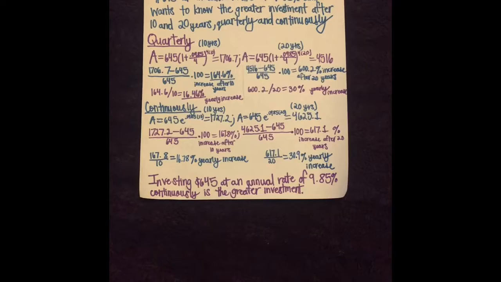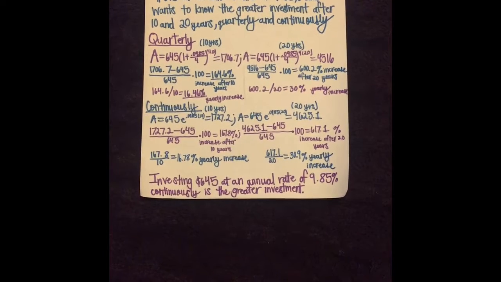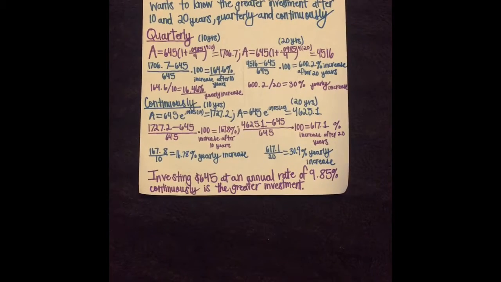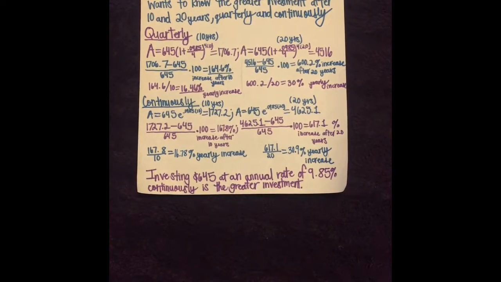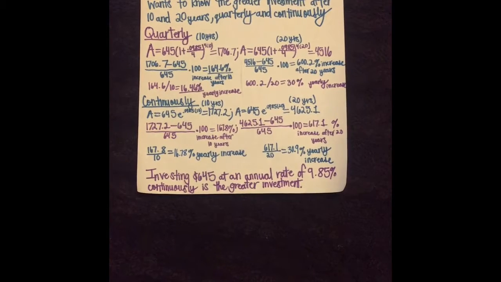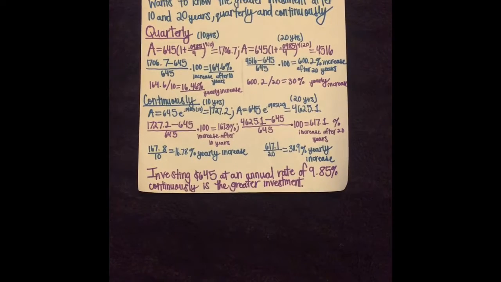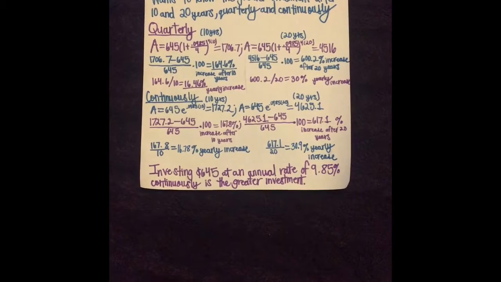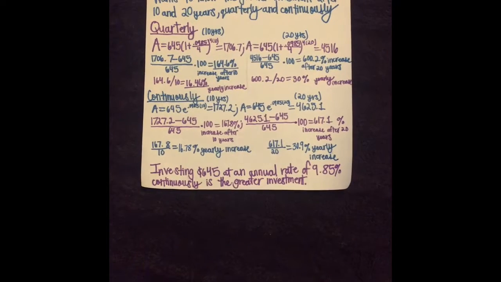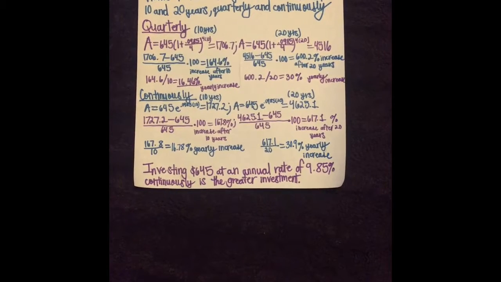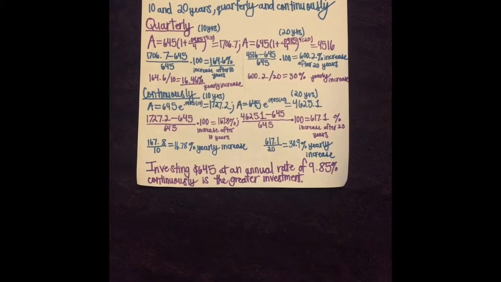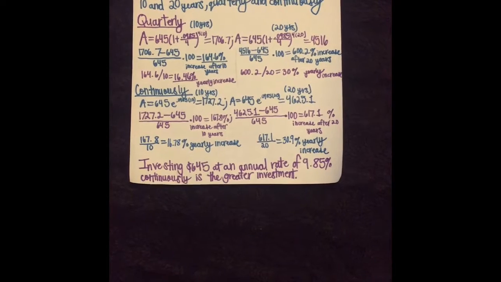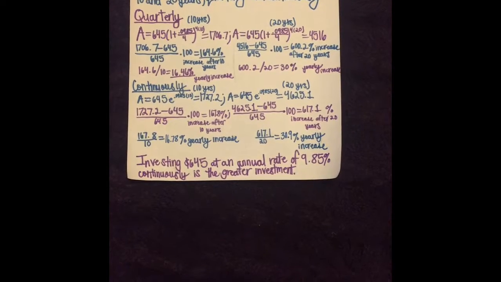Continuously, the investment will grow to $1,727.2 after 10 years. After 20 years, it would grow to $4,625. The percent increase after 10 years continuously would be 167.8%, and after 20 years, 617.1%. The yearly increase after 10 years continuously would be 16.78% and 30.9% after 20 years.